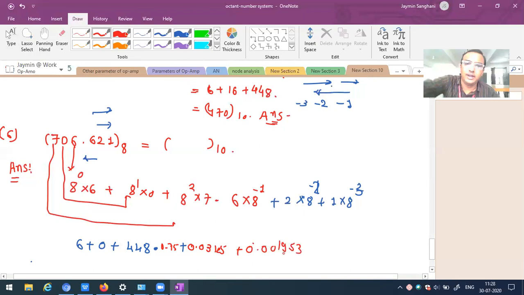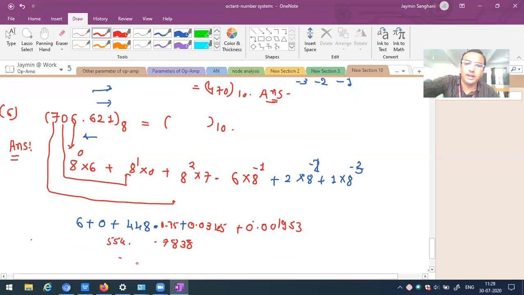Plus 0.03125 plus 0.75. So we get the answer 0.78320, 448 plus 5, 554.